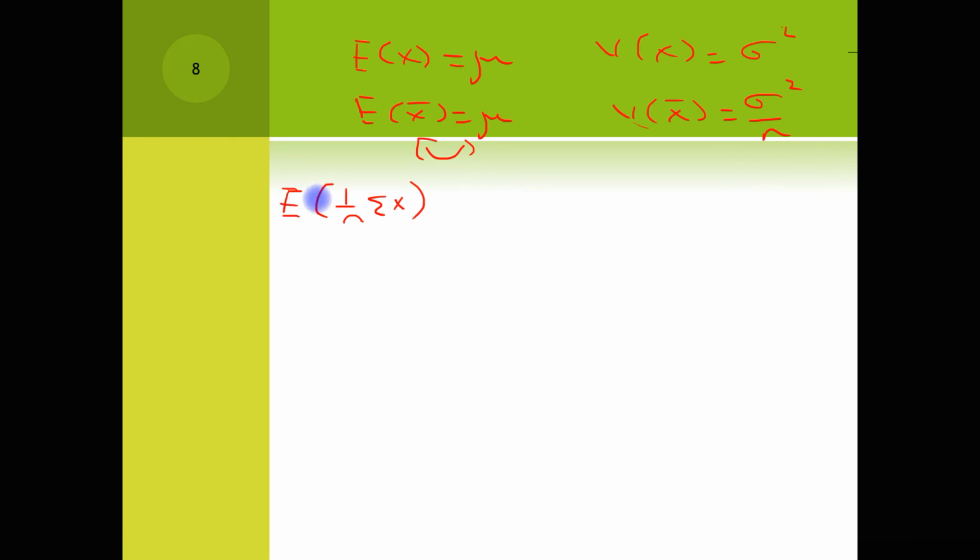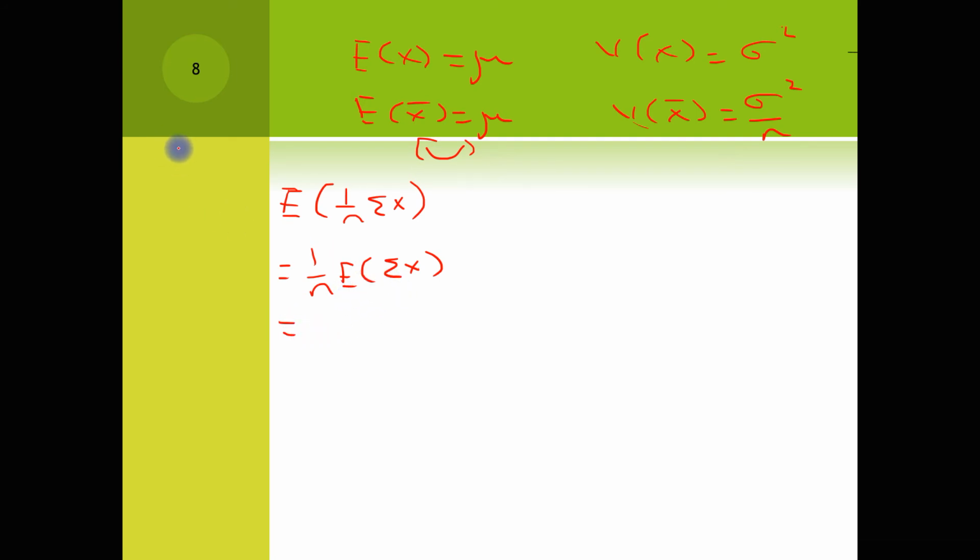So we have the value of 1 upon n sum of x. Now, the next step is to write it down there. This is a constant. We take it out. We get the expected value of the sum of x. I also explained to you once that these two can be interchanged.